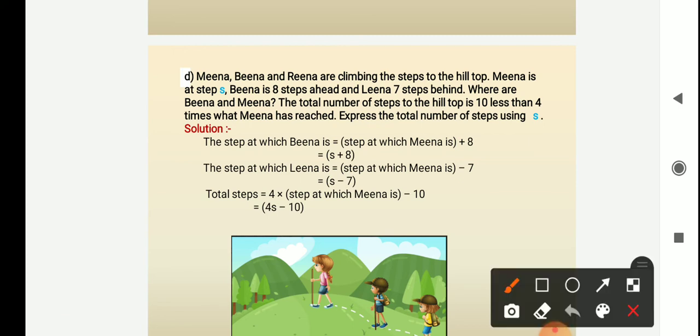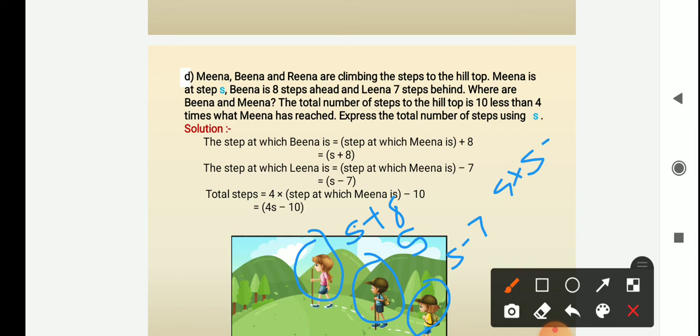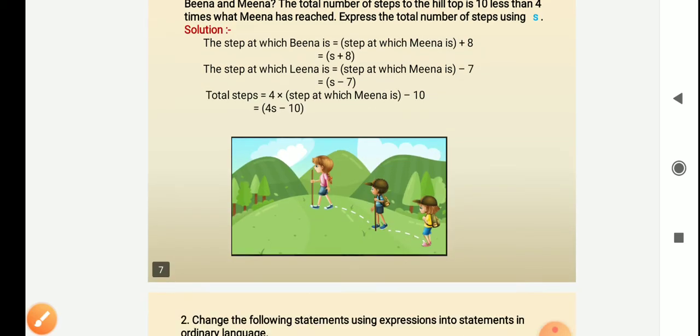One more time, see again. Look here. Meena is at step S. Beena is 8 steps ahead, so Beena is at S plus 8. And Leena is 7 steps behind, so Leena is at S minus 7. Here again they ask the total number of steps: 4 times what Meena has reached. Meena has reached step S, and 4 times, so multiply by 4. So we get 4S. And 10 less, so we subtract 10 from 4S. So the total number of steps is 4S minus 10.